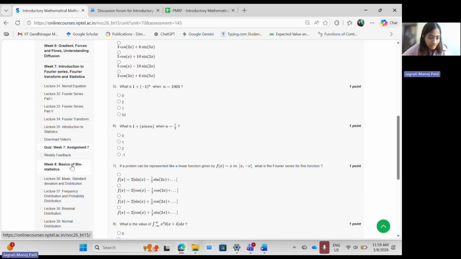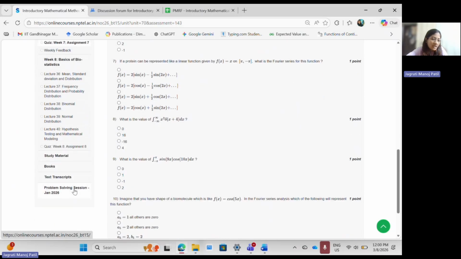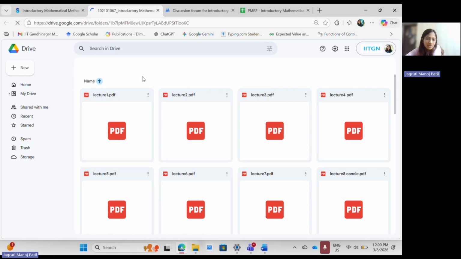Then we have week 8 left. In week 8, there are the basics of biostats. We have spectral features, simple statistical features: mean, standard deviation, frequency, PDFs. We have binomial distribution, normal distribution, hypothesis testing. I do think this course was more about getting you introduced to these small concepts, and later you can follow up.